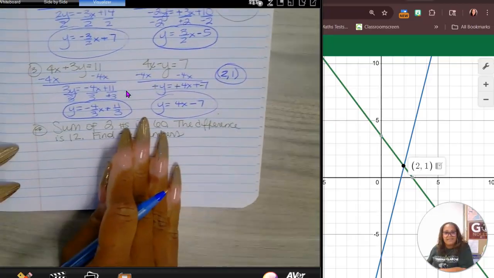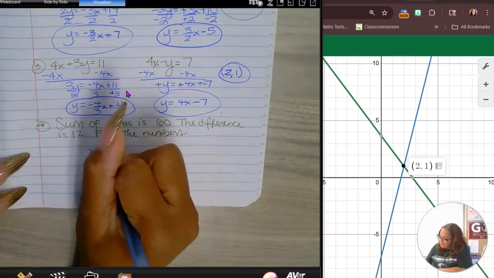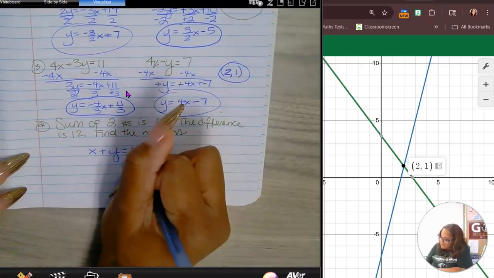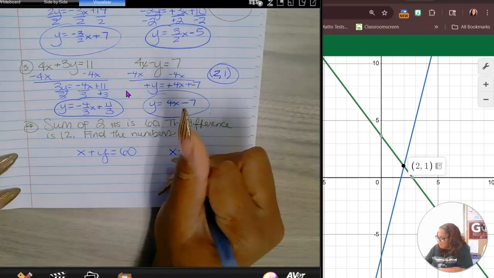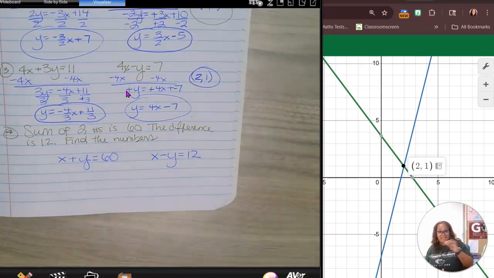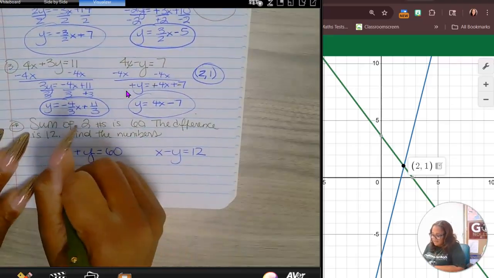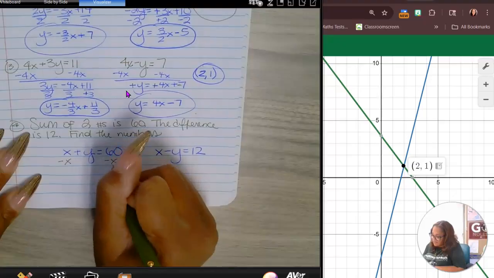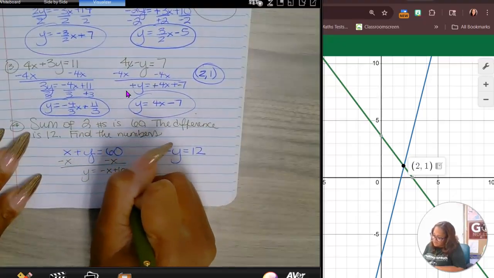Okay, lastly, this is the word problem part. It says the sum of two numbers is 60. That means x plus y is 60. And then it says the difference of the numbers is 12. So x minus y equals 12. So I have to create my system here, then go and solve for y. This is easy. Minus x, minus x. Y equals negative x plus 60.